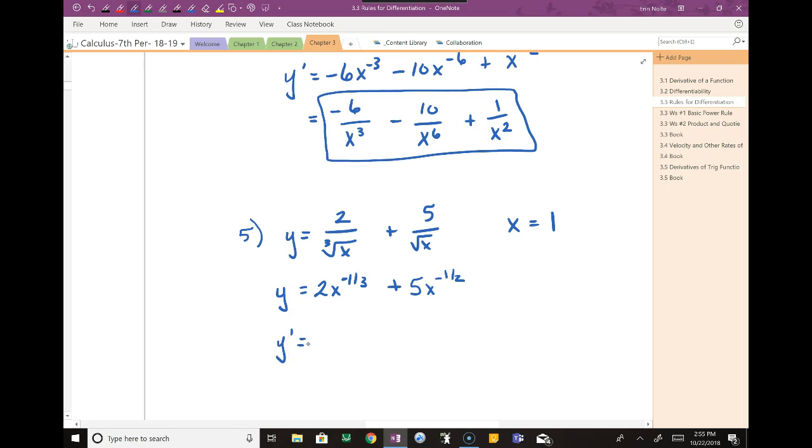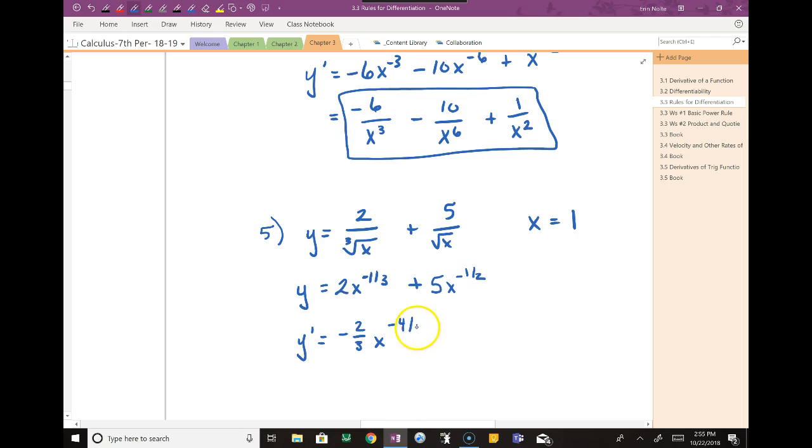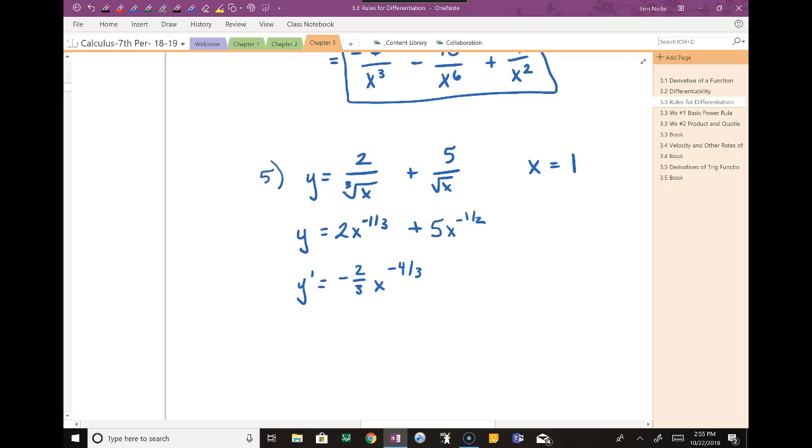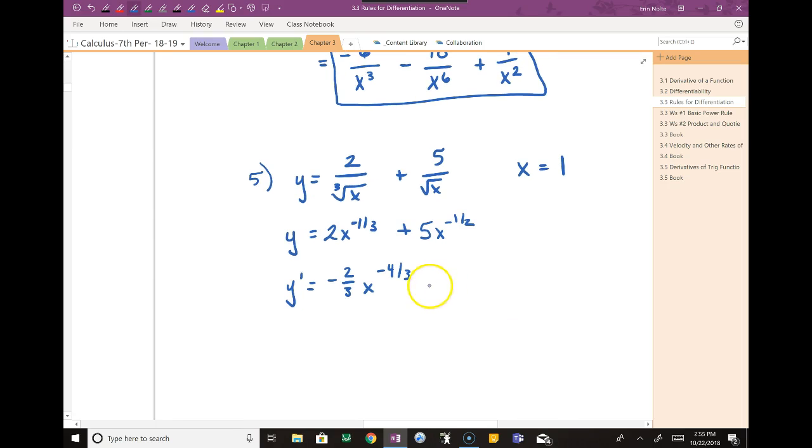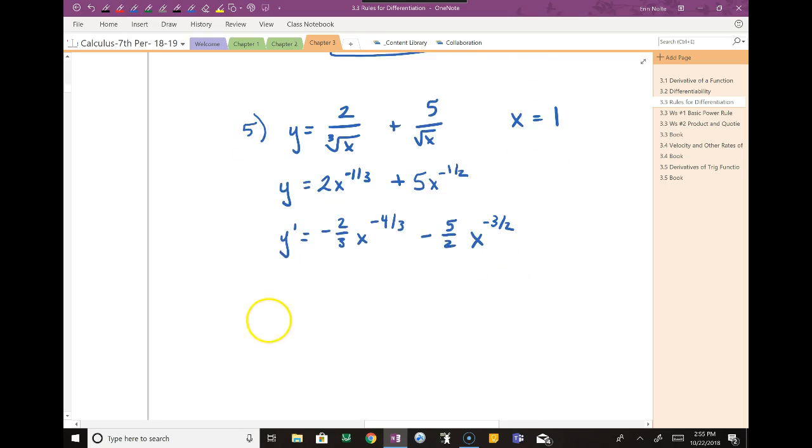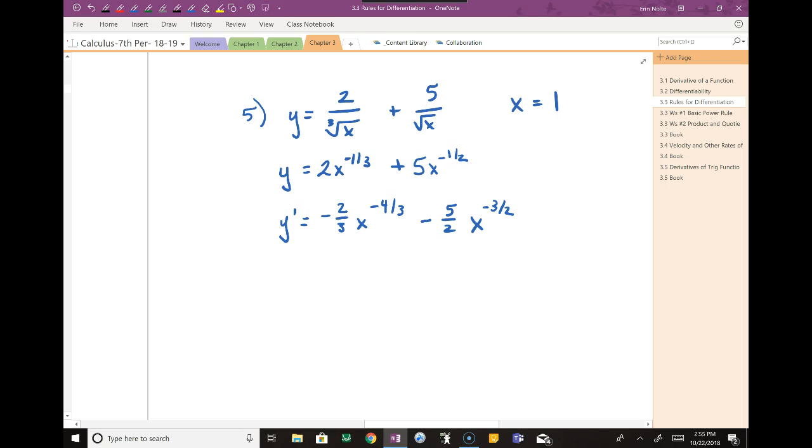Okay, so if I derive it, remember I'm multiplying, so what's my first term going to be? Negative 2/3 x to the negative 4/3. Nice. Okay, second term, what's my second term going to be? 5/2. So minus 5/2 x to the negative 3/2. Good. Okay, so then I would technically have to simplify this because both have negative exponents, right?